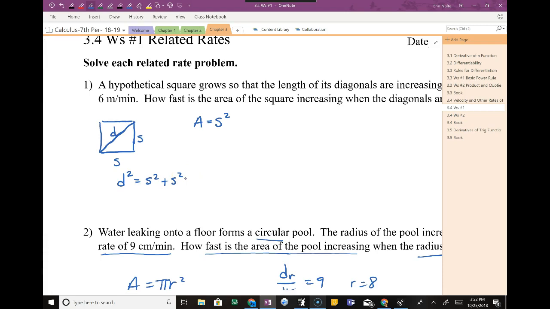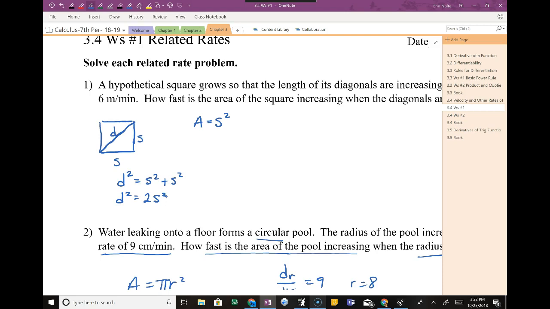Okay. So 2s squared is equal to d squared. So now I have to figure out which variable I need to solve for. Which one do I want to solve for here? Remember that I'm trying to replace the s in the other equation. Okay, so I need to solve for s.